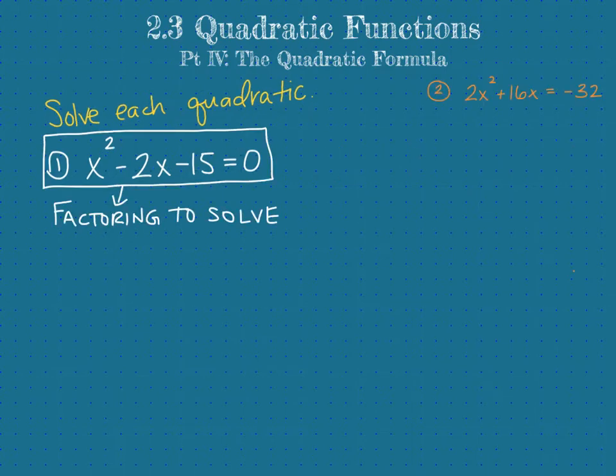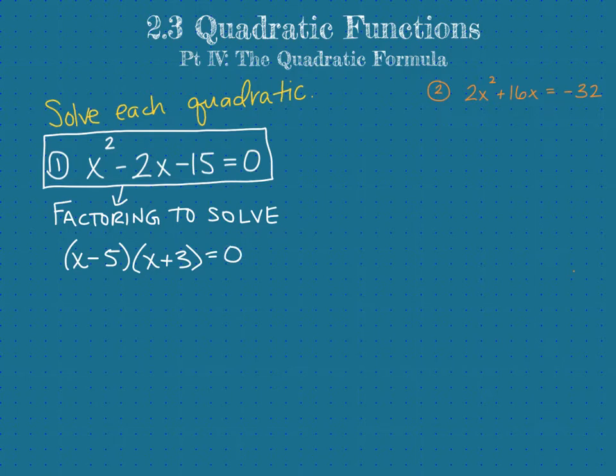All right, factoring to solve, this one's pretty easy to factor. We'll get x minus 5 and x plus 3. Since negative 5 and positive 3 will multiply to give us negative 15, and negative 5 and positive 3 will add to give us negative 2. If you're unsure if you factored correctly, you can always FOIL or multiply back out, and you should get back to the equation. Of course, we still have equals 0.